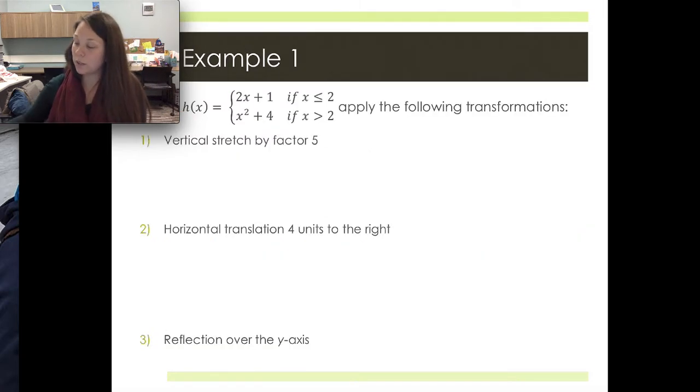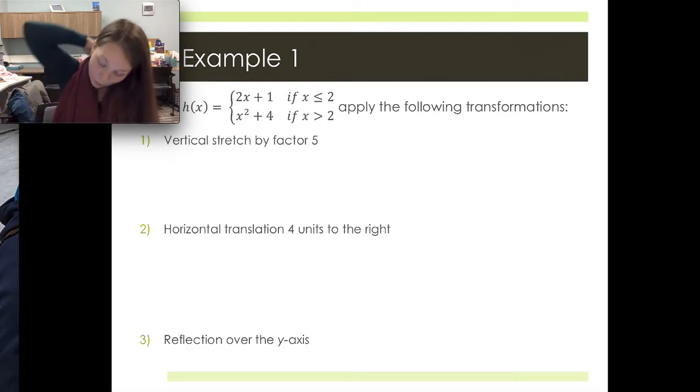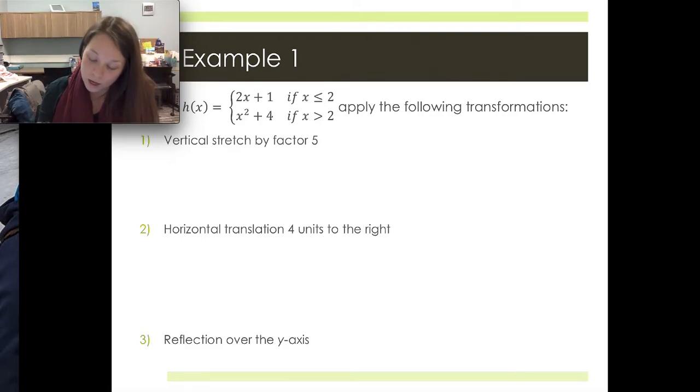So let's go through two examples of this. Example 1, we have the function 2x plus 1 if x is less than or equal to 2, and x squared plus 4 if x is greater than 2. So the first transformation says a vertical stretch by a factor of 5.